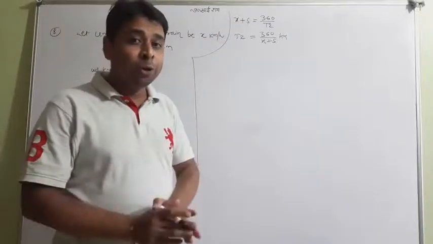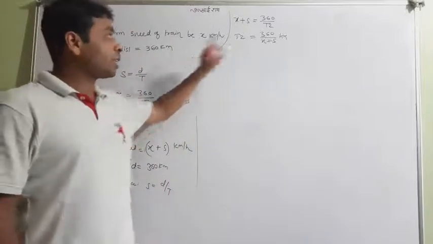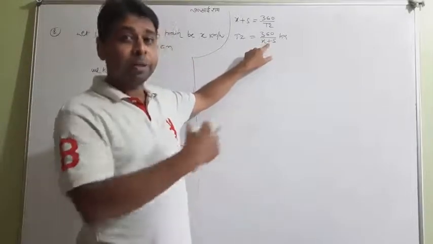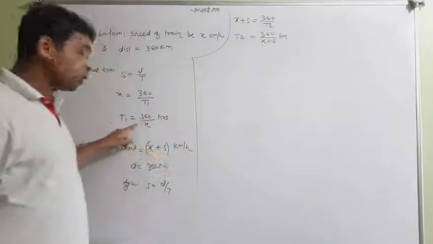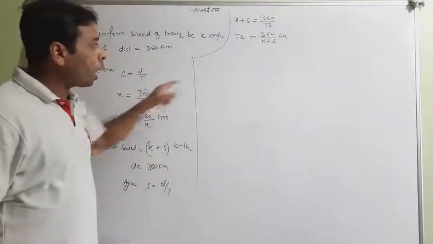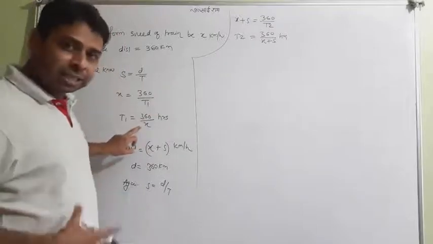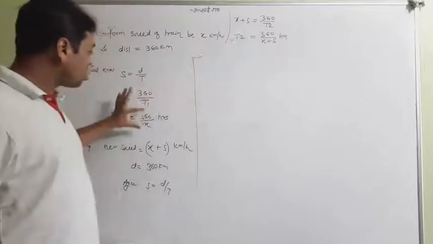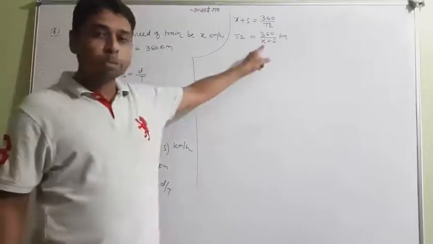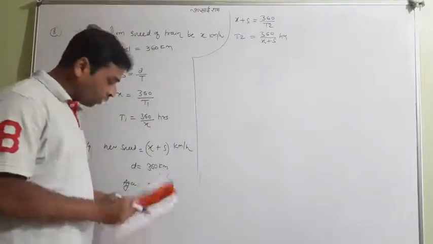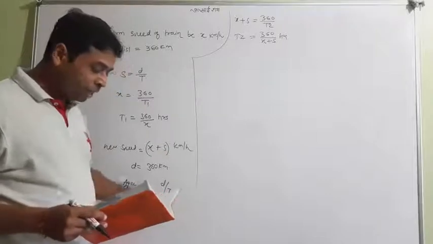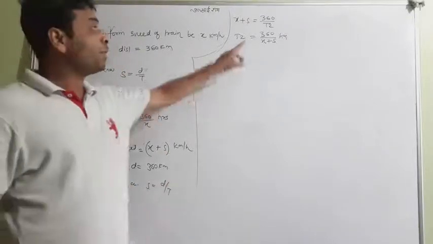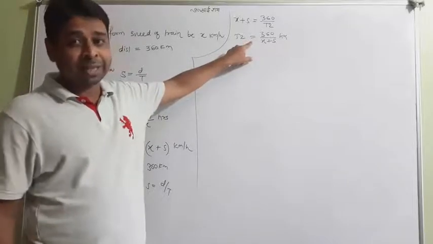One should know that t1 is larger than t2, because this time the train is faster, so the time is reduced. This train is slow and this one is fast, so this time is large and this time is small. According to the question, what is the difference between the times? The question says it takes 1 hour less, and definitely when the train is faster, it takes less time.